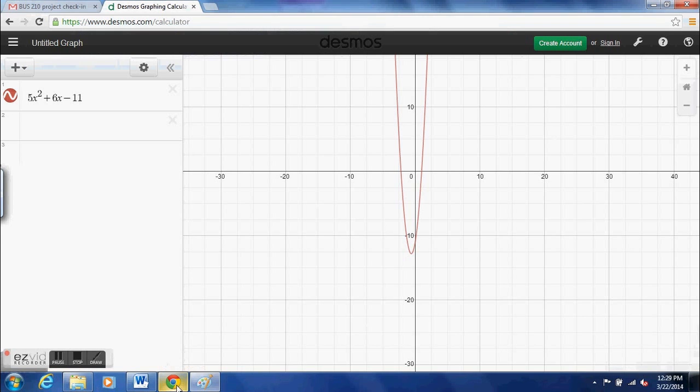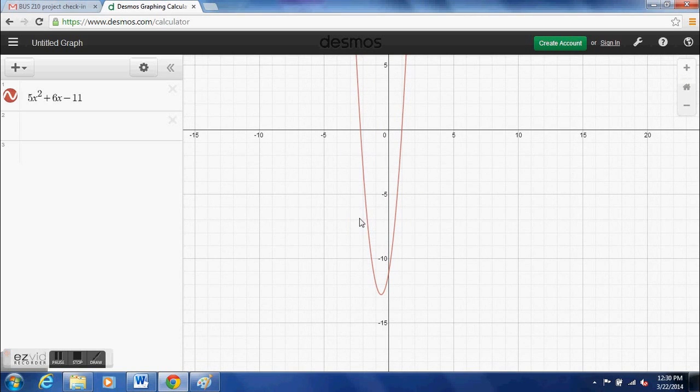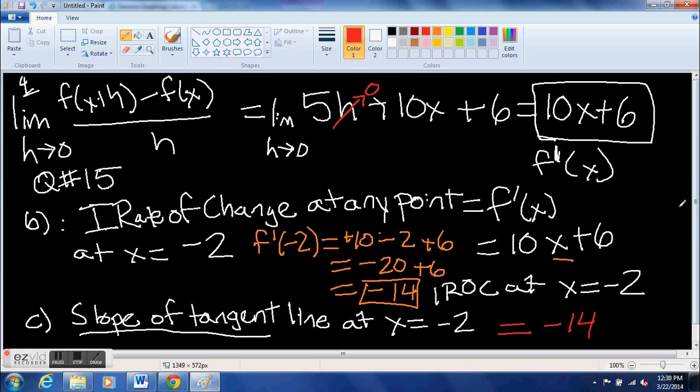Here's our function. I believe I graphed it here: x squared plus 6x minus 11. It's a parabola. We can zoom in on it if you like. And there's some point here, -2. Imagine if I draw a line that is tangent to that point. It's going to be hard for me to draw because this is pretty steep. But what is the slope of that line? Well, the slope of that line is -14.